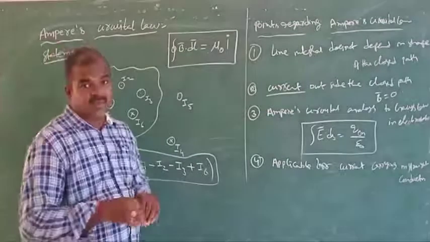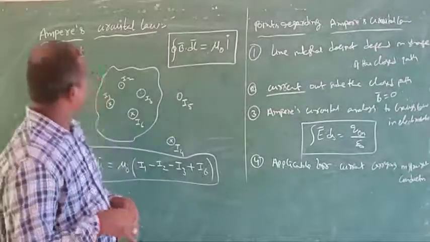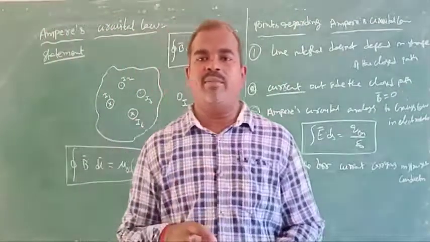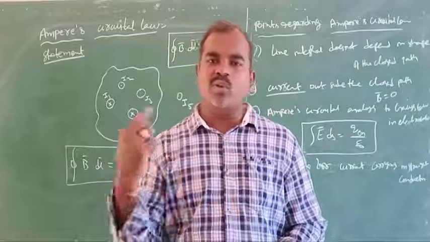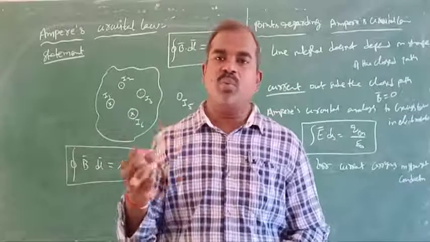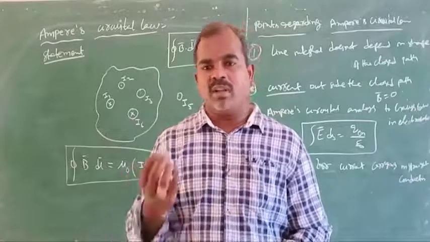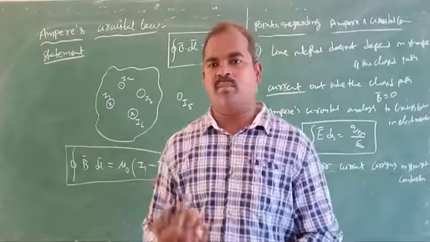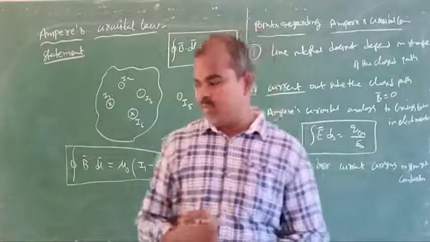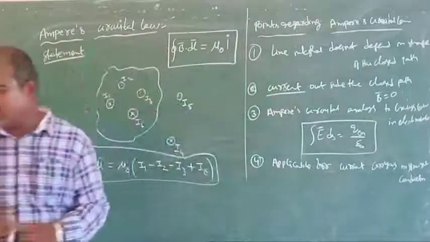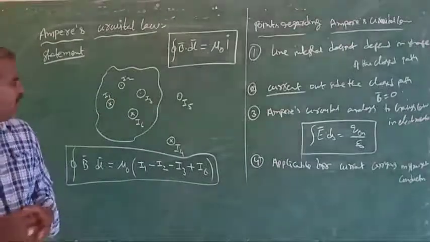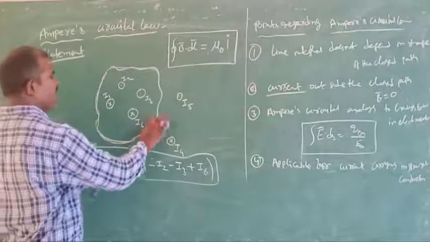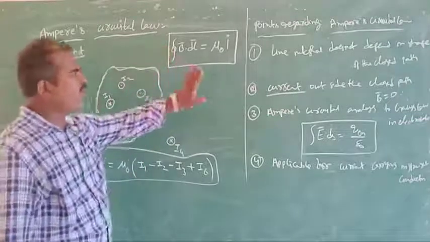This is about Ampere's circuit law. Once again, this is the statement of Ampere's circuit law. The line integral of a magnetic field along a closed path is equal to mu naught times the net current enclosed by the area bounded by this path. Then integral B dot dl is equal to mu naught I.